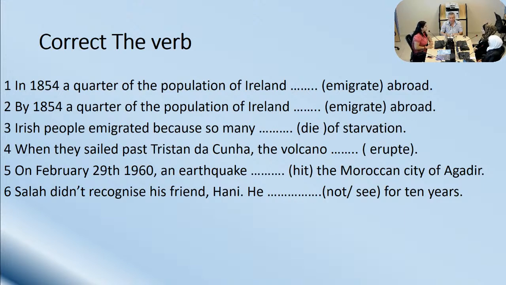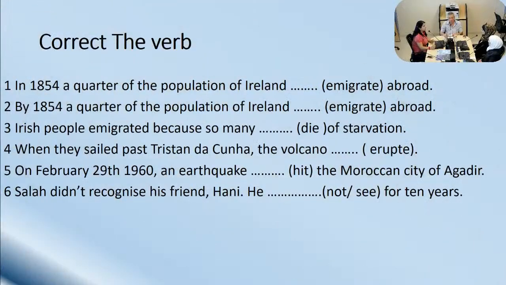Why not had died? Because they died before. So had died is accepted, died is accepted, were dying is accepted. This depends on the situation. If we want to focus that it is a long action and because of that something happened, we do it this way. Continue, please. Yes, number 5, on February 29th, 1960, an earthquake hit the Moroccan city of Agadir.